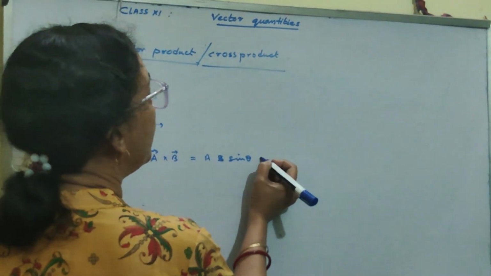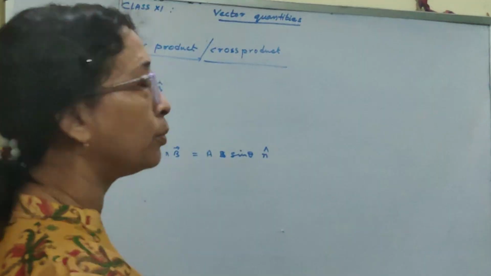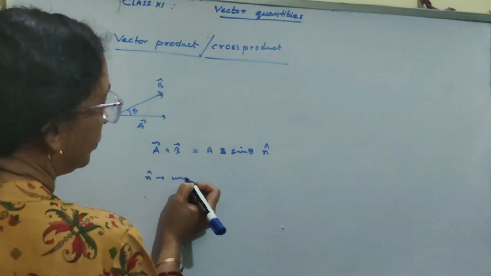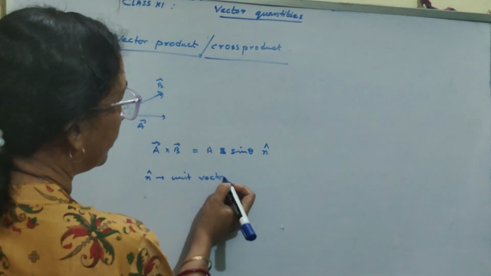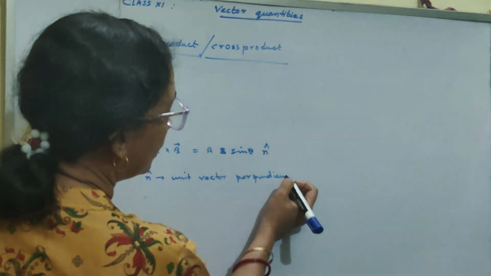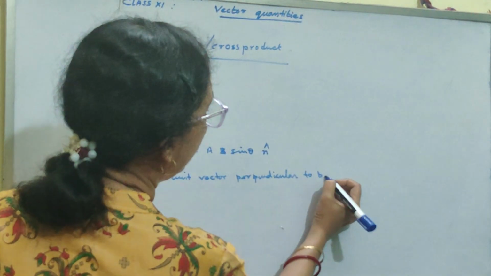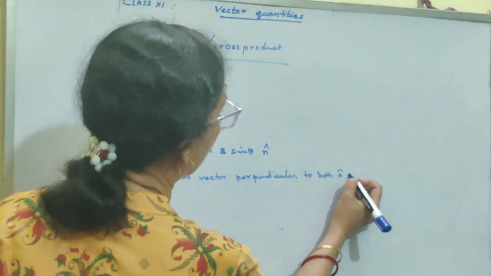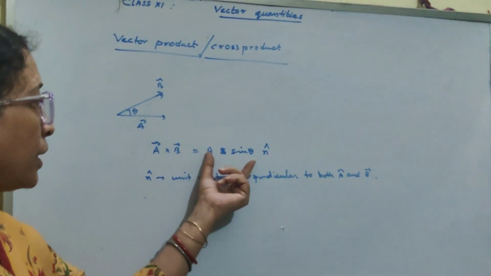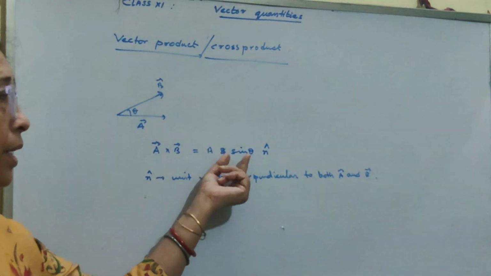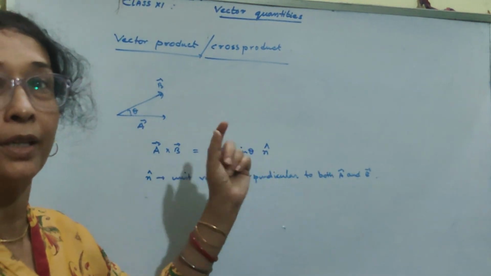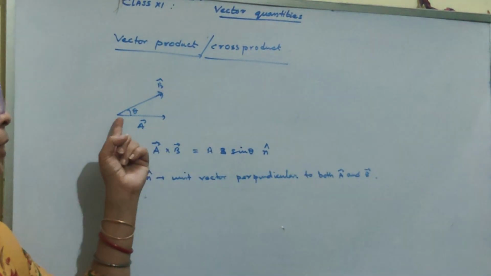But the resultant vector will have a direction which will be perpendicular to both A and B. That means the unit vector n I have multiplied is perpendicular to both A and B. So the magnitude of the resulting vector is the product of A, B and sine theta, and I have multiplied the unit vector which will give the direction only. This unit vector is perpendicular to both A and B.